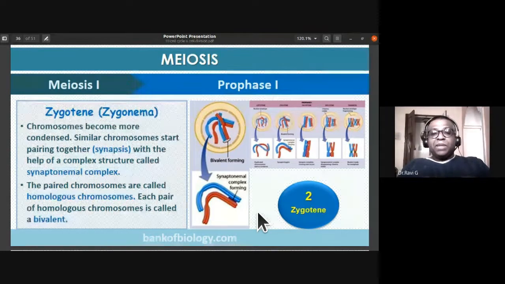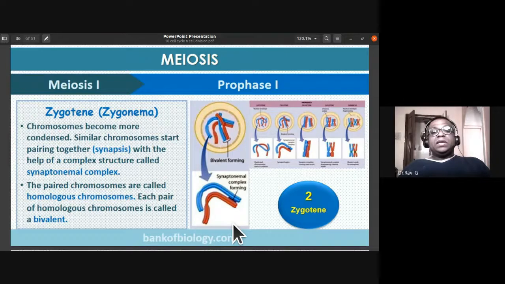So they start pairing together similar chromosomes with the help of a complex structure called synaptonemal complex. So the paired chromosomes or homologous chromosomes, each pair of homologous chromosomes, we call it a bivalent. Each pair of homologous chromosomes, like the chromosome 1 pair, maternal and paternal together, we call a bivalent. Each pair of homologous chromosomes, this complete pair, is called a bivalent.